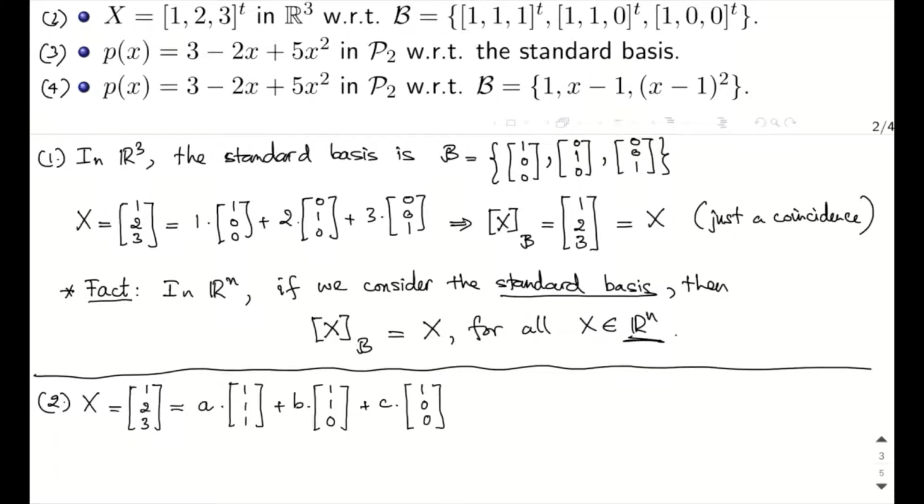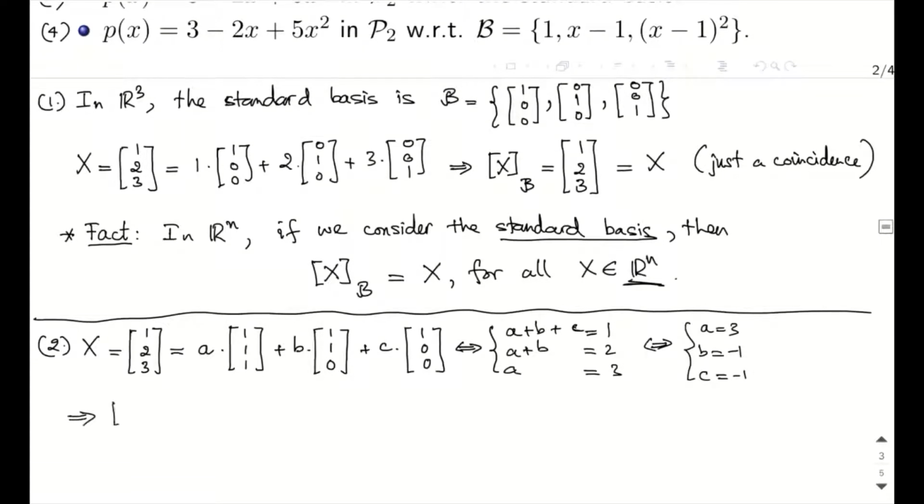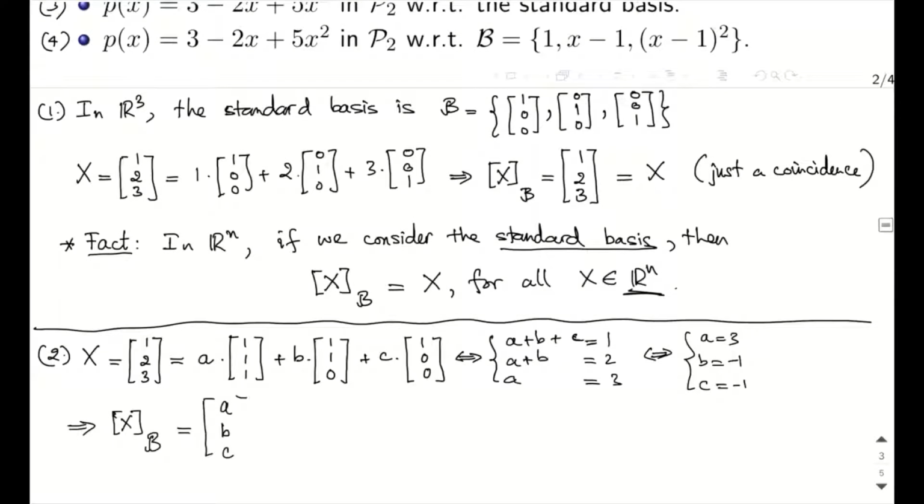Of course, this implies that A plus B plus C equals 1, A plus B equals 2, and A equals 3. And you quickly realize that A has to be 3, B has to be -1, and C has to be -1. And so we can write that the coordinate vector for this vector x in R3 with respect to the basis B given is going to be A, B, C. But A, B, C in this case has been found. So we have 3, -1, -1.